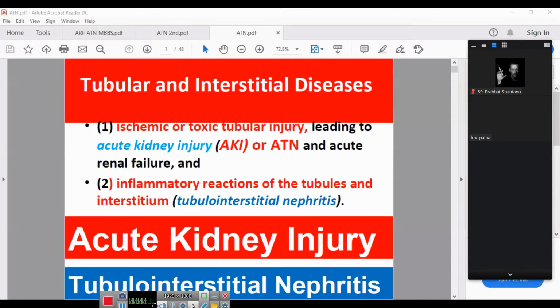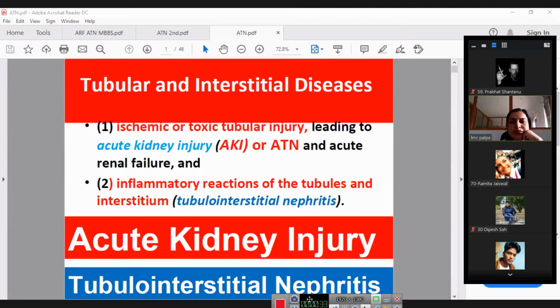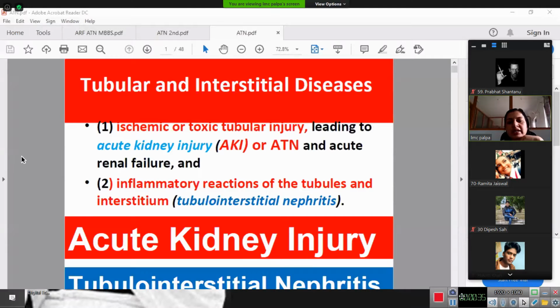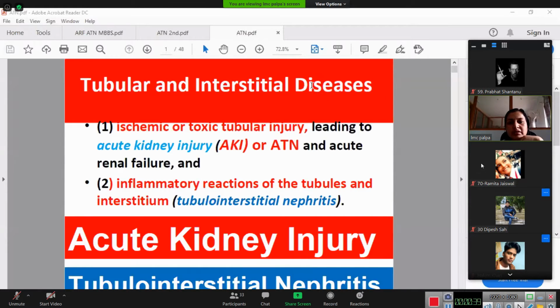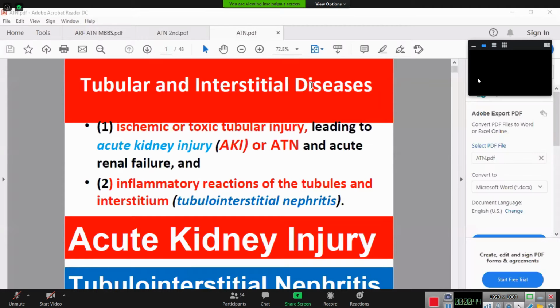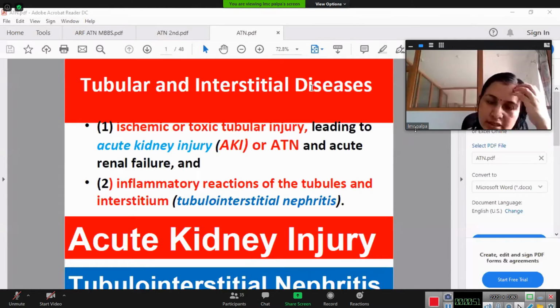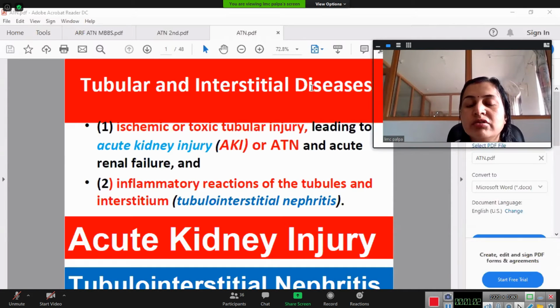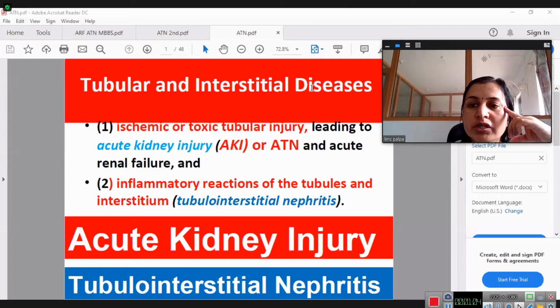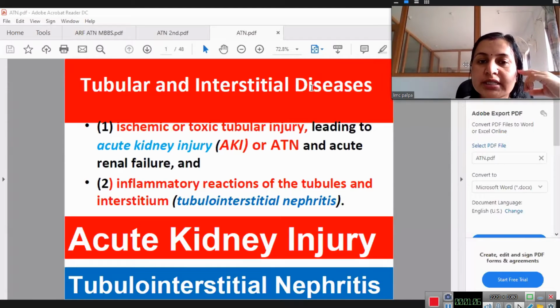Acute tubular necrosis, which is synonymously also known as acute renal failure or acute kidney injury. It comes under tubulointerstitial disease. Before this, in very initial classes, we have talked about glomerular disease, isn't it? Glomerulonephritis, glomerulosclerosis, the cause of nephrotic and nephritic syndrome, right? We have already talked about glomerular disease. Now we are talking about tubulointerstitial disease.